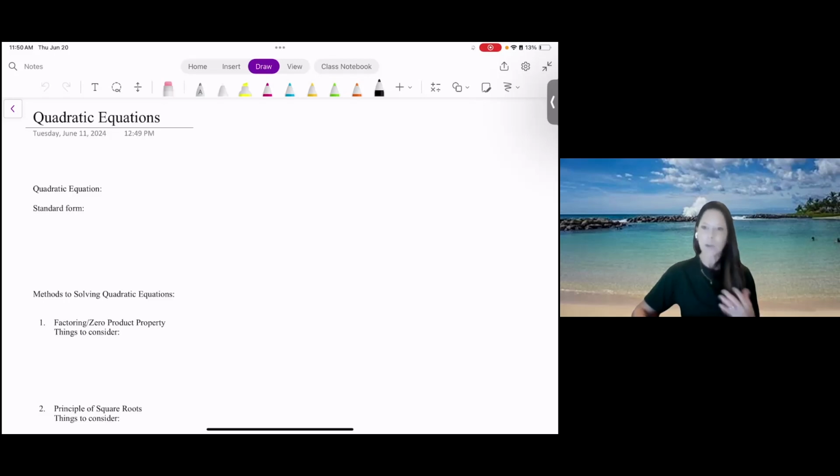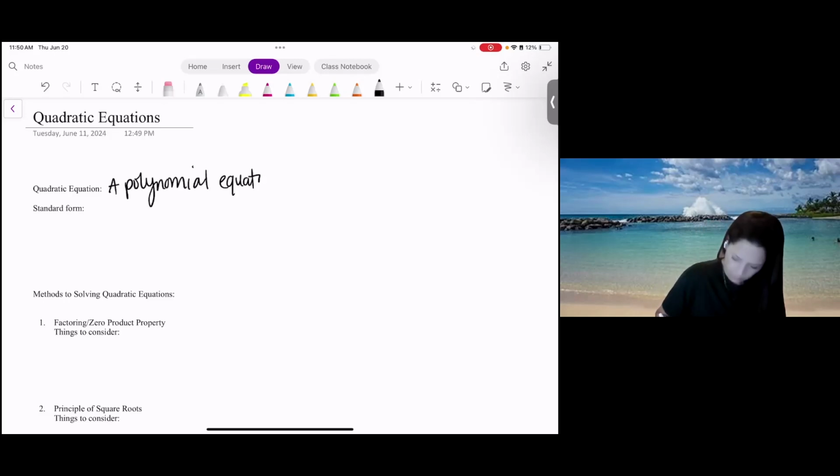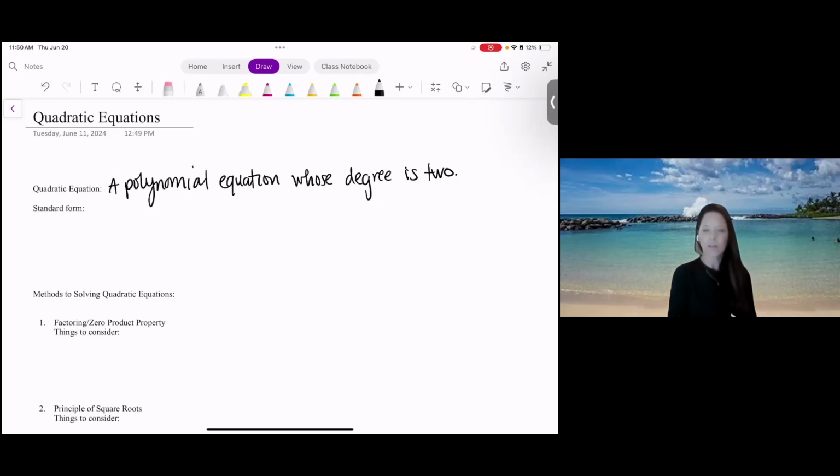A quadratic equation is an equation where you have a polynomial whose highest power is 2, the degree is 2. Standard form of a quadratic equation is y equals ax squared plus bx plus c.